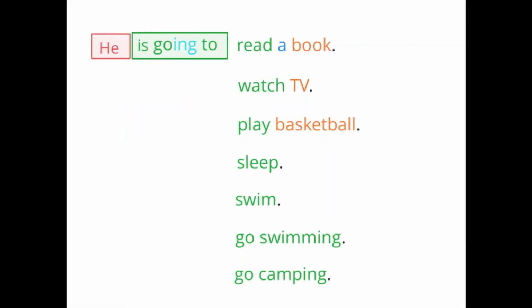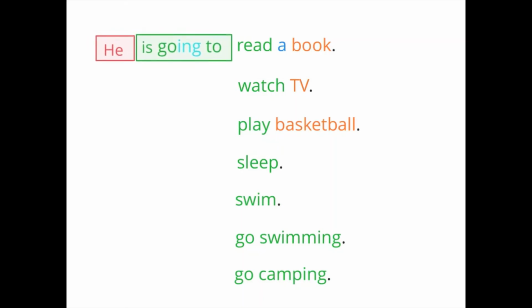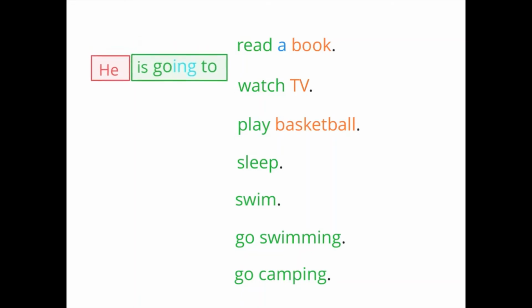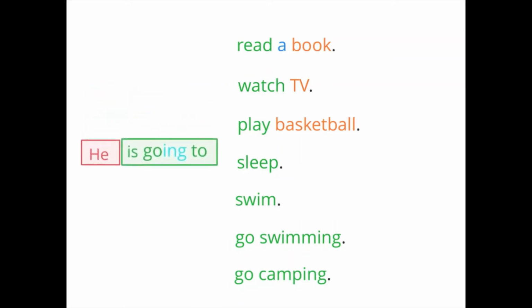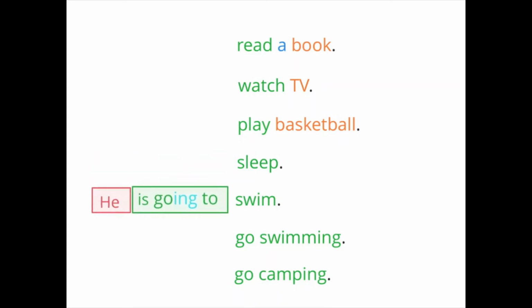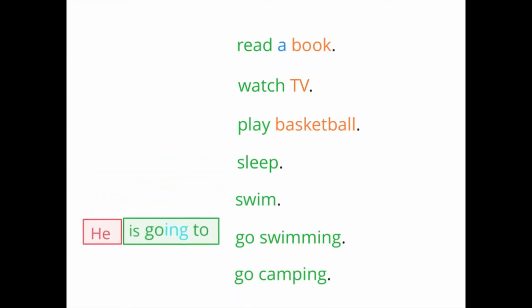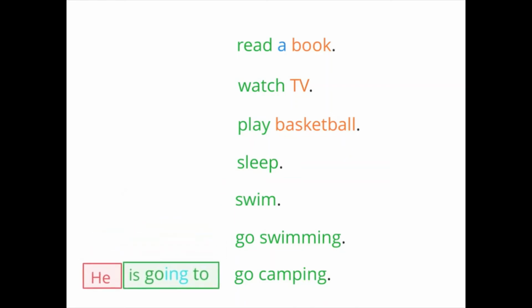Let's look at some examples of things that he could do later, but he is not doing right now. And we are going to use this special verb is going to. We could say he is going to read a book. He's not reading a book right now, but he will later. We could say he is going to watch TV. He is going to play basketball. He is going to sleep. He is going to swim. He is going to go swimming. He is going to go camping.